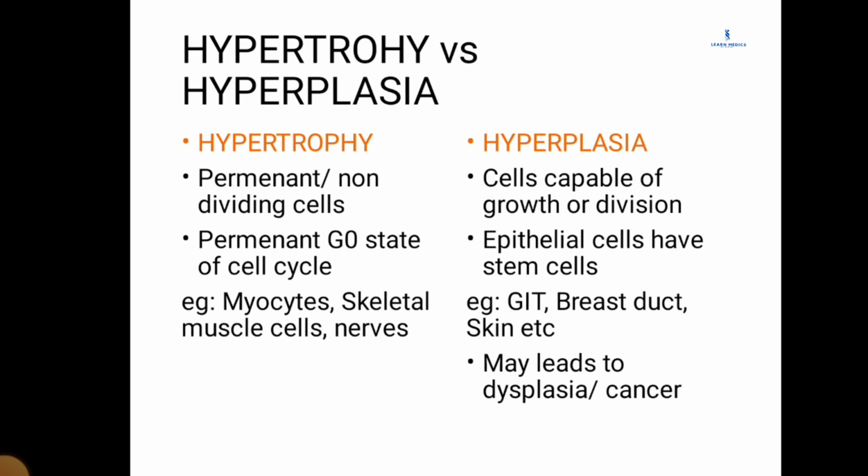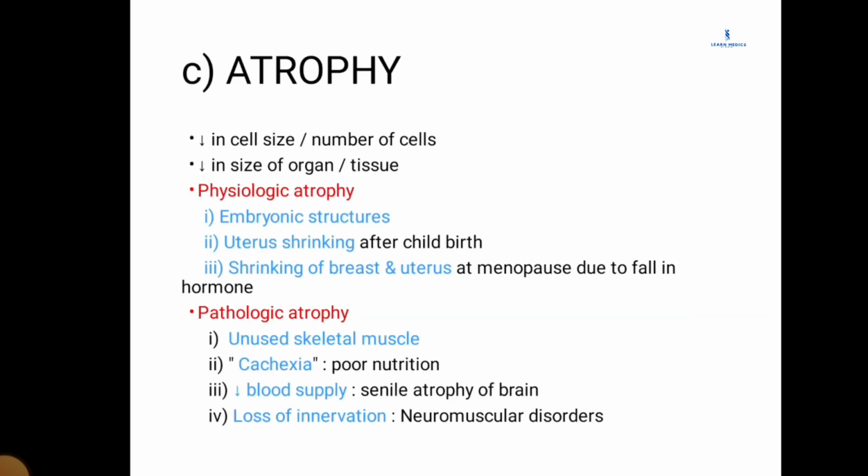Okay, now we are going to atrophy. Atrophy is in contrast to hypertrophy. It is a decrease in cell size or number of cells, and the decrease in cell size leads to a decrease in the size of the organ or tissue. Physiological atrophy is common in embryonic structures. Many of the structures present in the embryonic stage are not present after birth or in the adult stage. So atrophy of embryonic structures is a major thing.